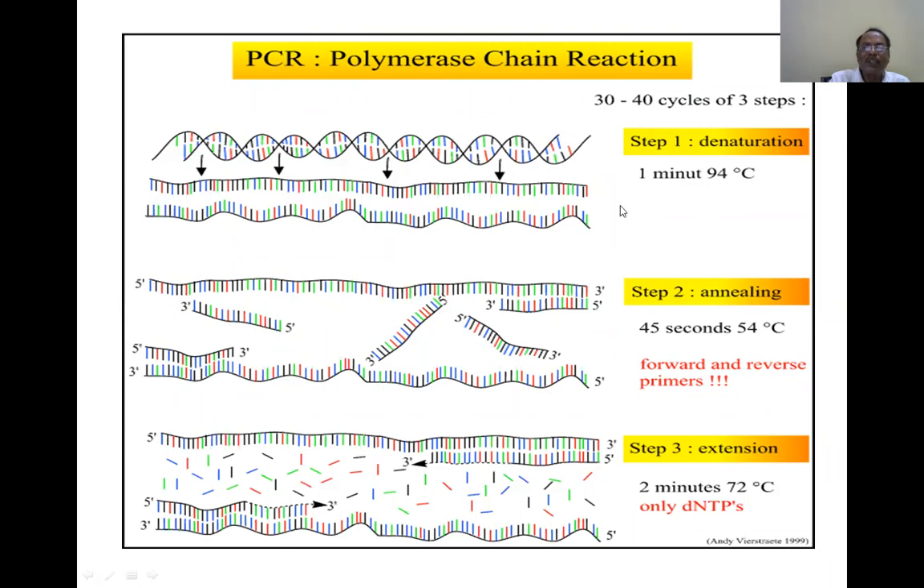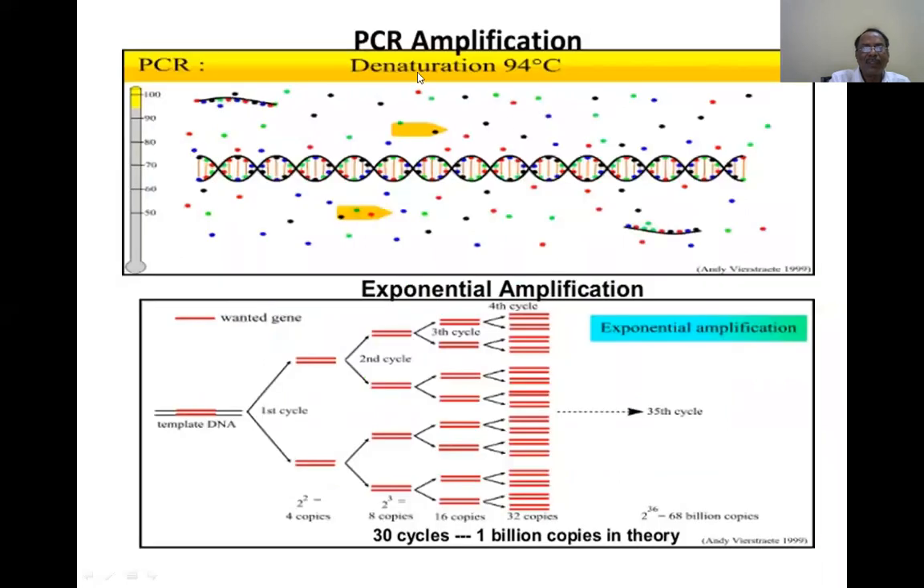And again, this whole process repeats: they separate, primers come, join, and then extension occurs, and you get 4 molecules. So this is the PCR amplification, and this is what is called exponential amplification. From 1 copy, there will be 2, in the second cycle, 4, in the third cycle, 8, then 16, 32, and 64, etc. And by the 35th cycle, almost 68 billion copies are produced.